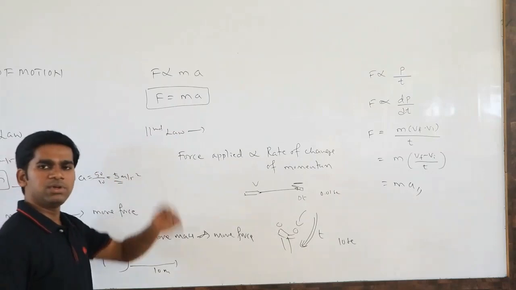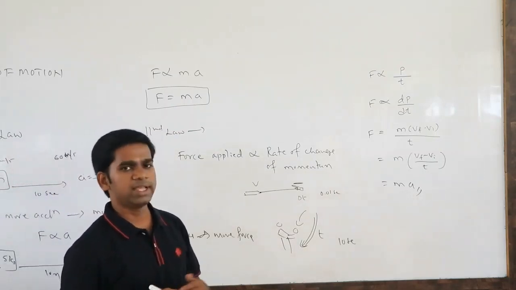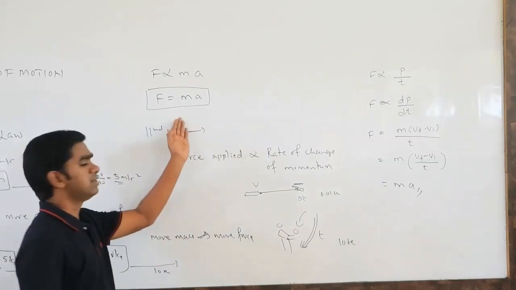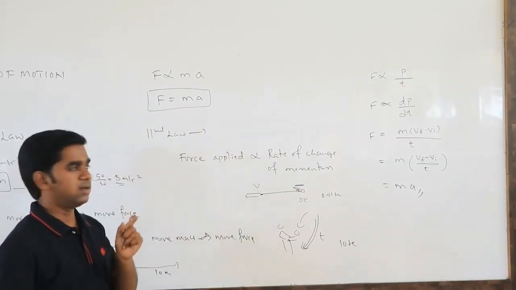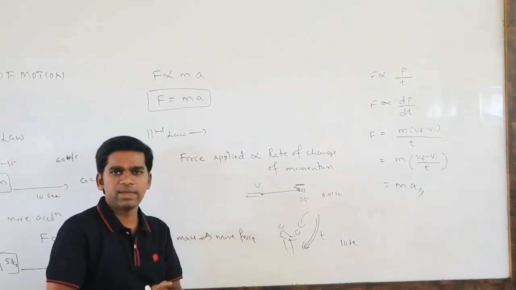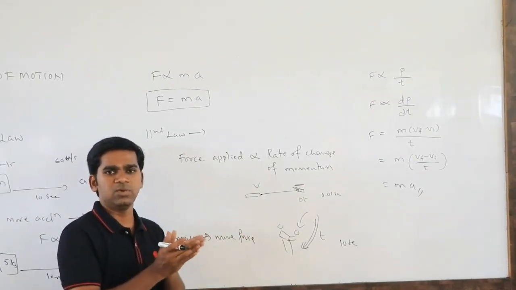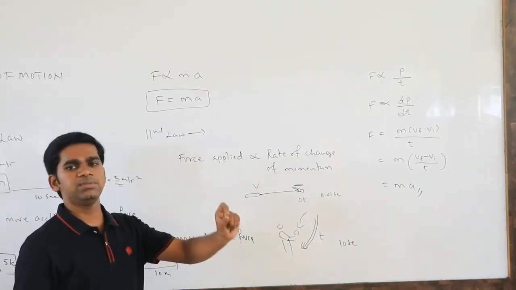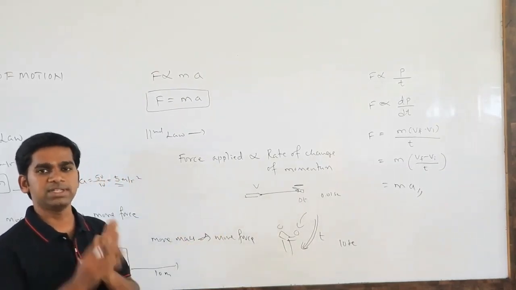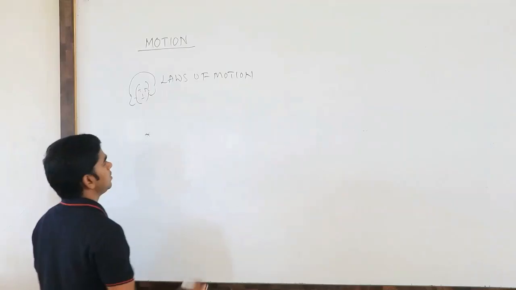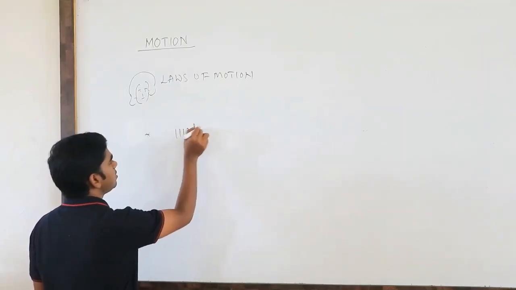So you are going to study in detail what exactly the second law is. But as of now, just remember the second law is all about F equals ma, and the examples are those only. It takes a long time when you are catching the ball, while a high speed moving bullet will hurt you more because it acts for a short interval of time. Okay, so next is the third law.